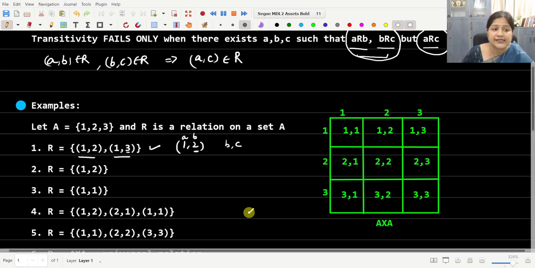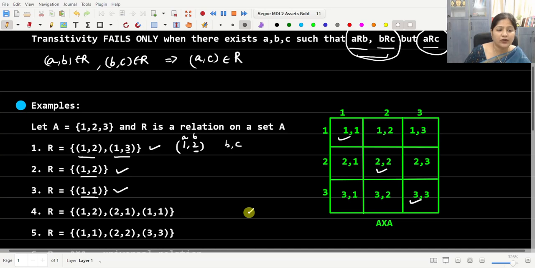Now for the second example, R is {(1,2), (1,1)}. Again no ordered pair is present starting with 2, therefore we will not check for the transitivity; the relation is already transitive, right? For (1,1), again there is no such ordered pair. The diagonal pairs, which are the reflexive pairs, are allowed in the transitive relation. So yes, we will say that the relation is transitive, correct?